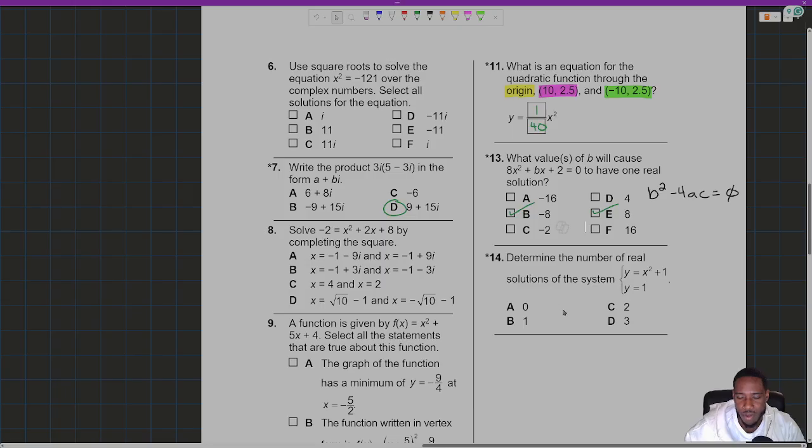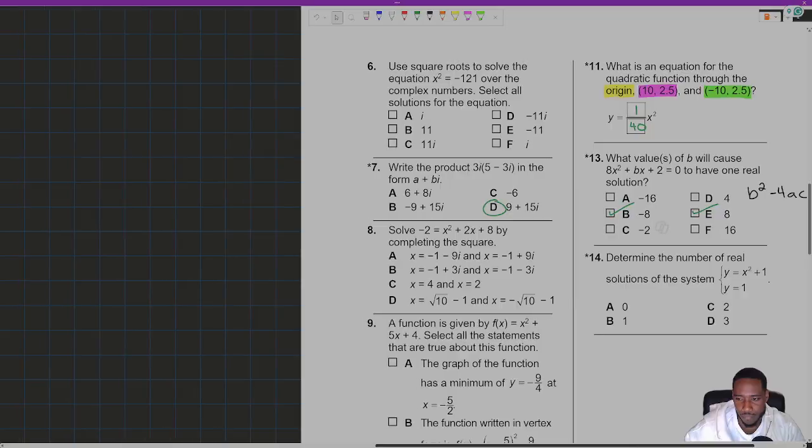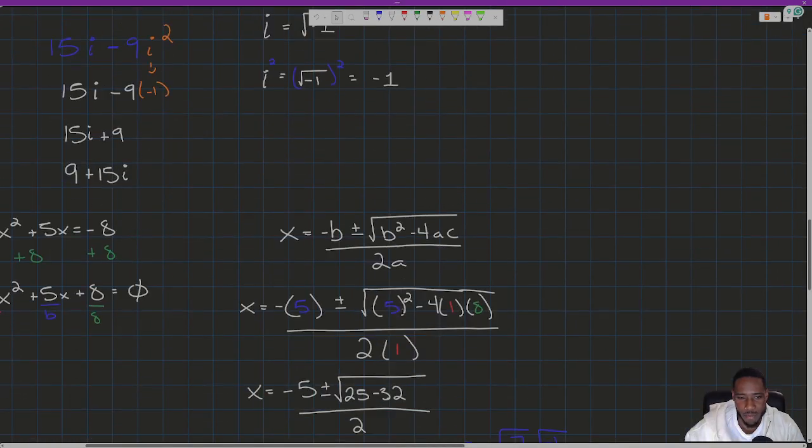Now our last one here, number 14, asks us to determine the number of real solutions to the system y equals x squared plus 1 and y equals 1. So for this one, all they're asking us to do is solve with substitution. And so we're going to do just that. Y equals x squared plus 1, y equals 1.